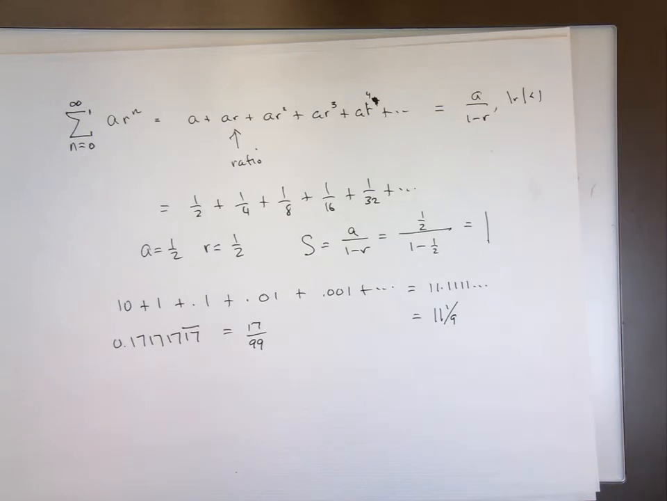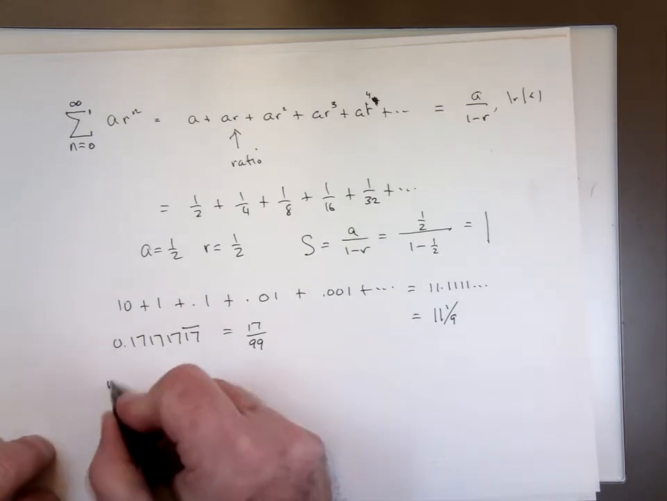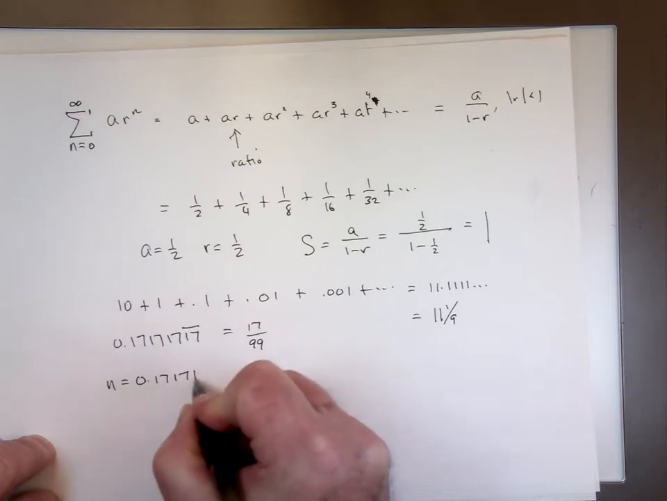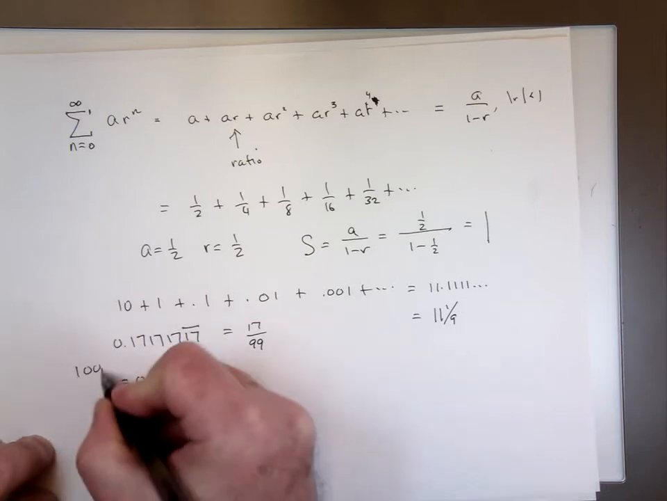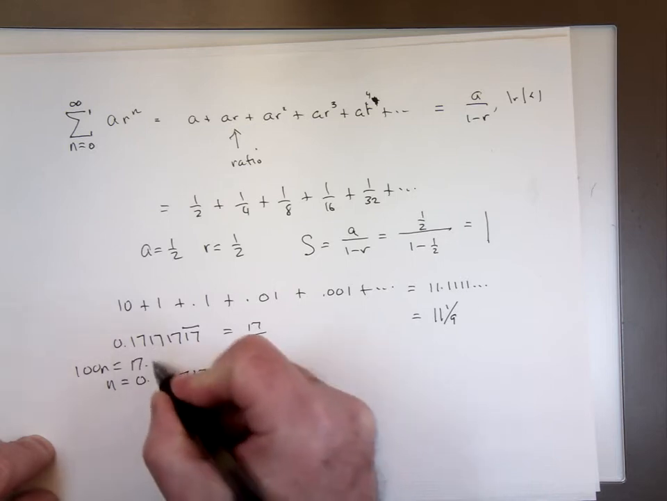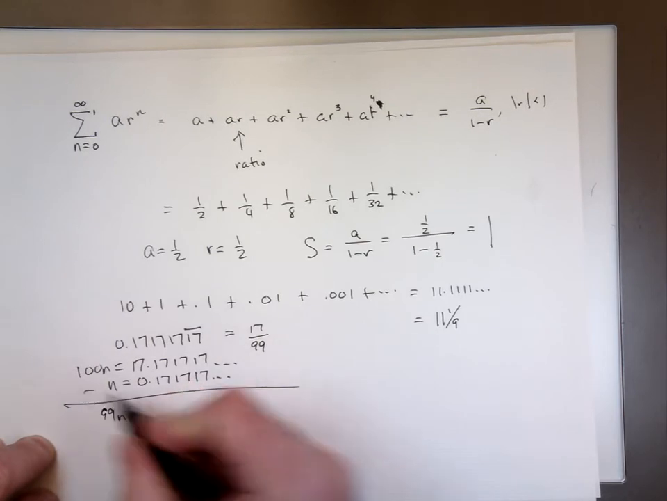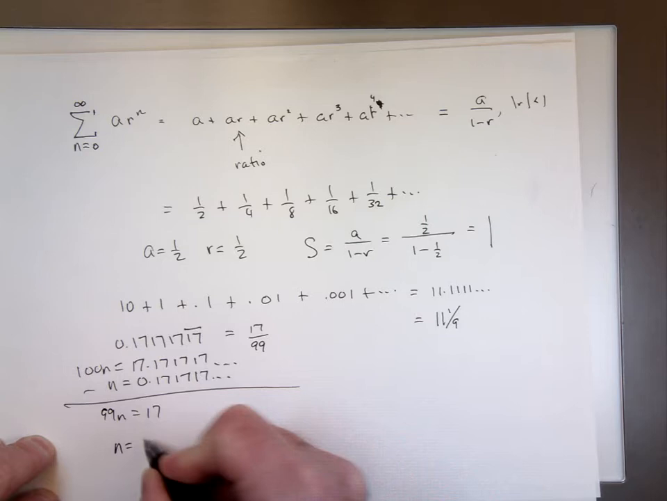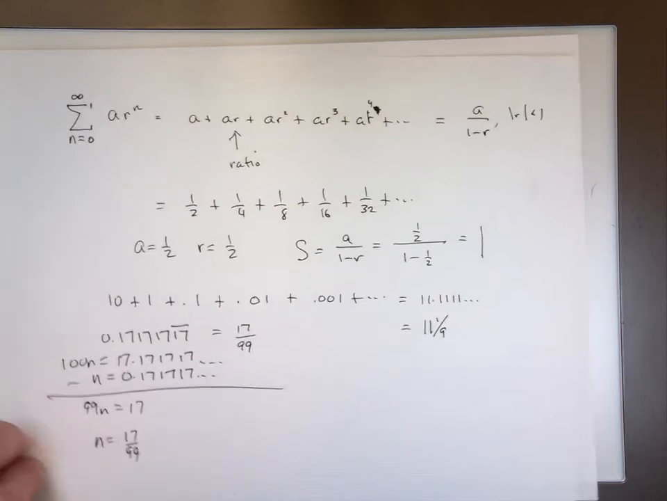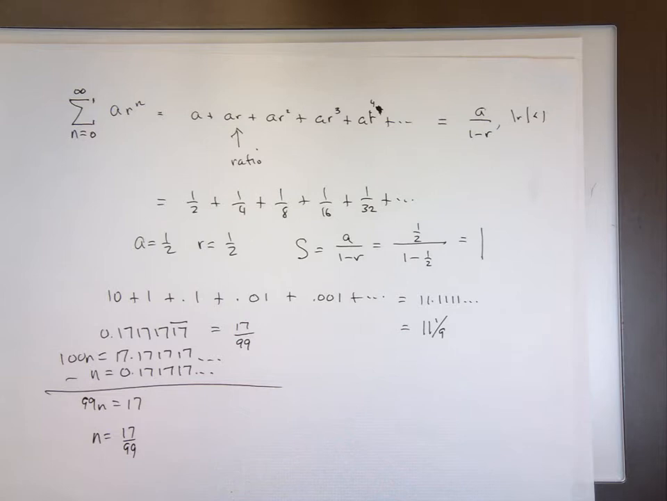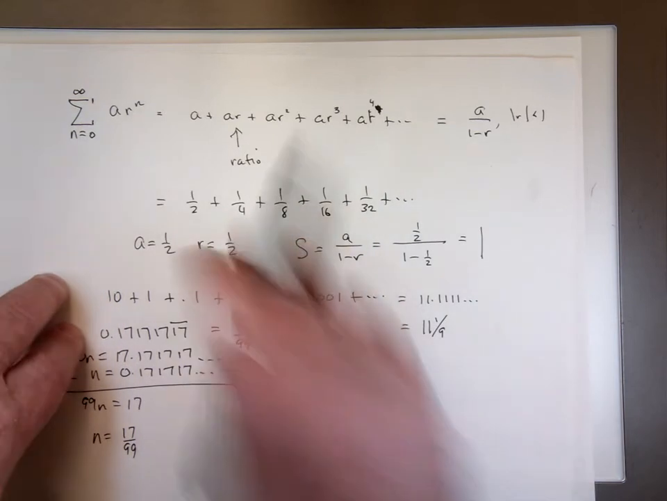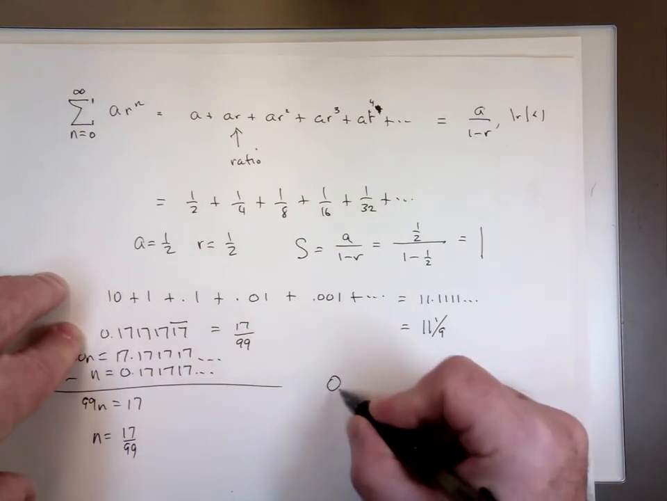Why is that? Well, because if you let n equal this, and then multiply by 100, that moves the decimal point over, so they line up again, and then do a subtraction, and then divide by 99, you get 17 over 99. Okay? So what's 0.126126126 repeating equal to? 126 over 999. Perfect. Yes, it is. Okay, last one in this, and let me just give you this one. What is this one equal to?